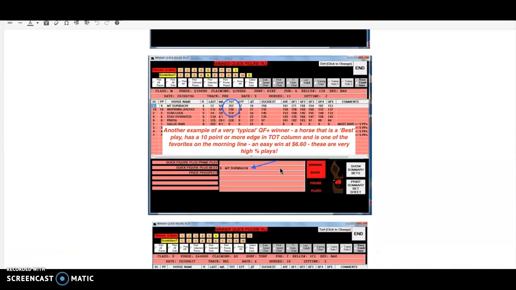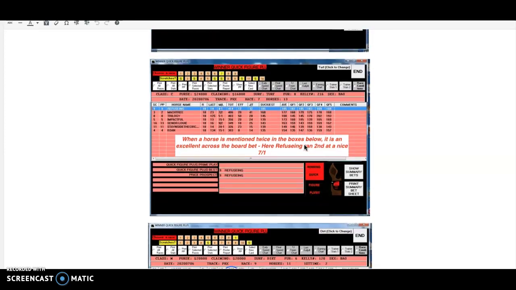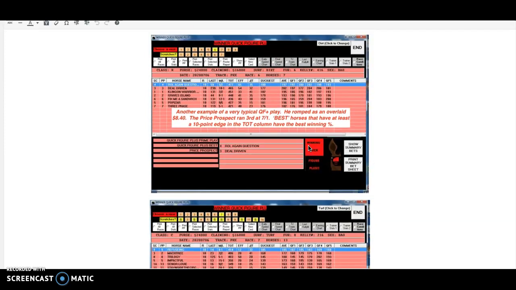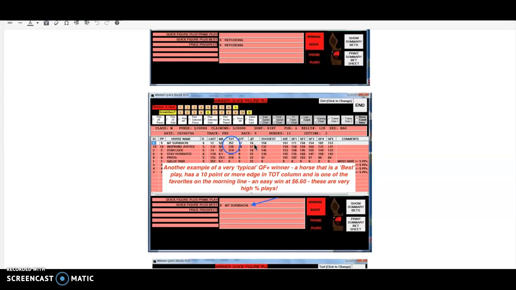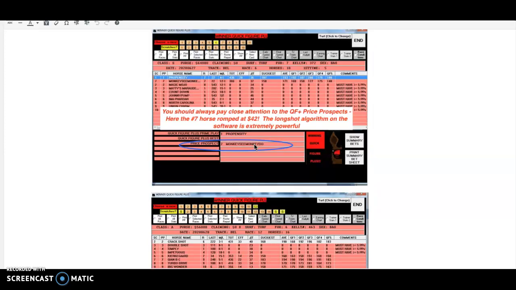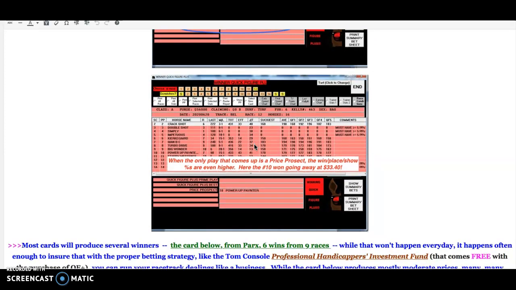The more typical horses that this picks are horses like Mount Sobrachi, 660. Again, here's a horse that's mentioned twice, and that's always a good prospect. Here's a horse that ran second, and this software is also very good for across the board play. Here's a horse that paid $8 and change. So your average mutual is going to be in the $7 plus range, but you're going to have a very, very high overall win percentage.